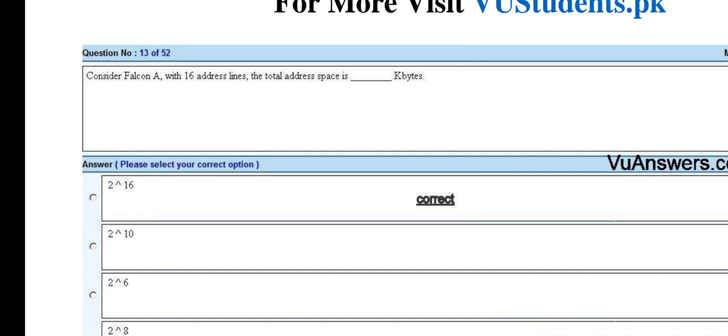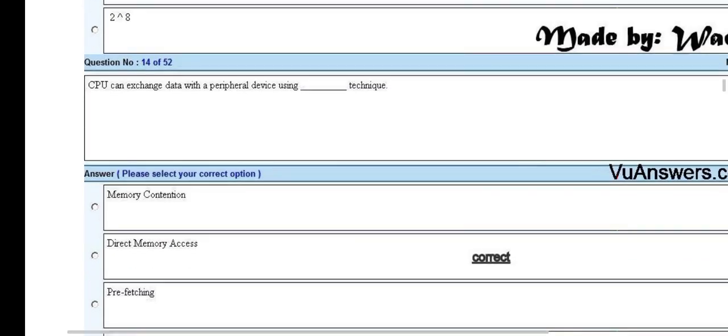Consider Falcon-A, which has 16 address lines. The total address space is 2^16 bytes, i.e., 64 KB. The CPU can exchange data with a particular device using the technique of direct memory access.